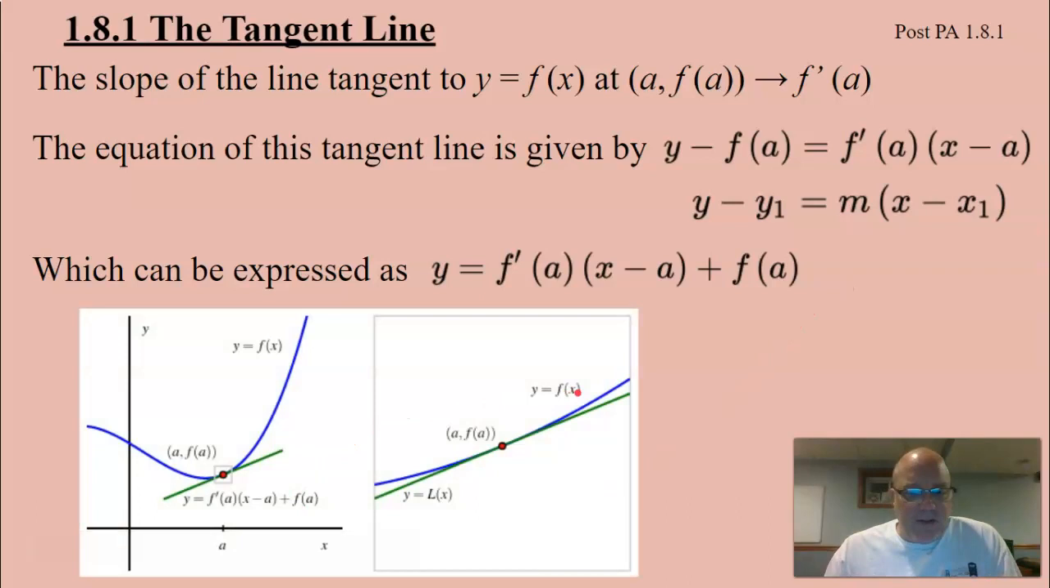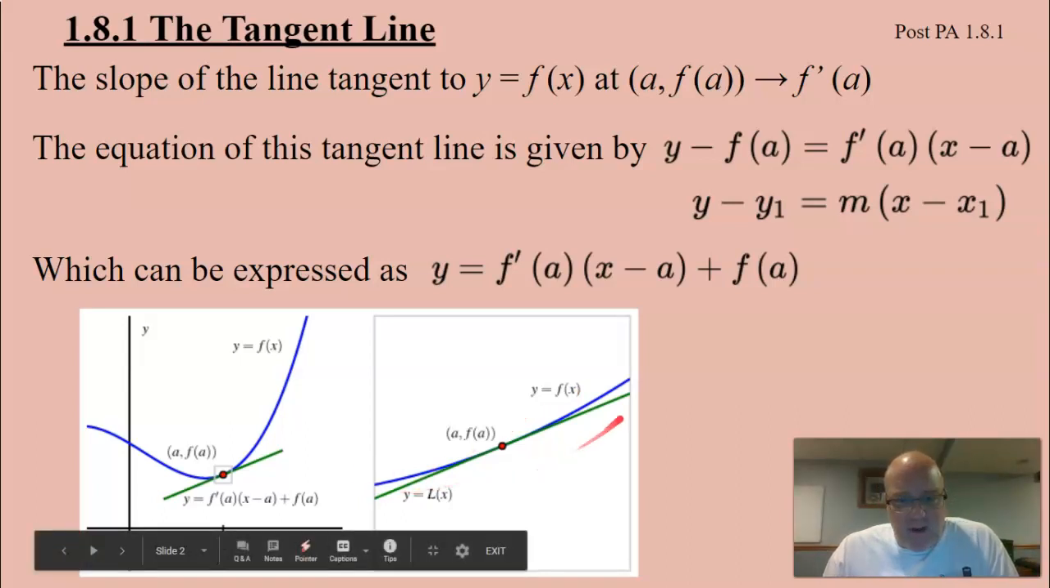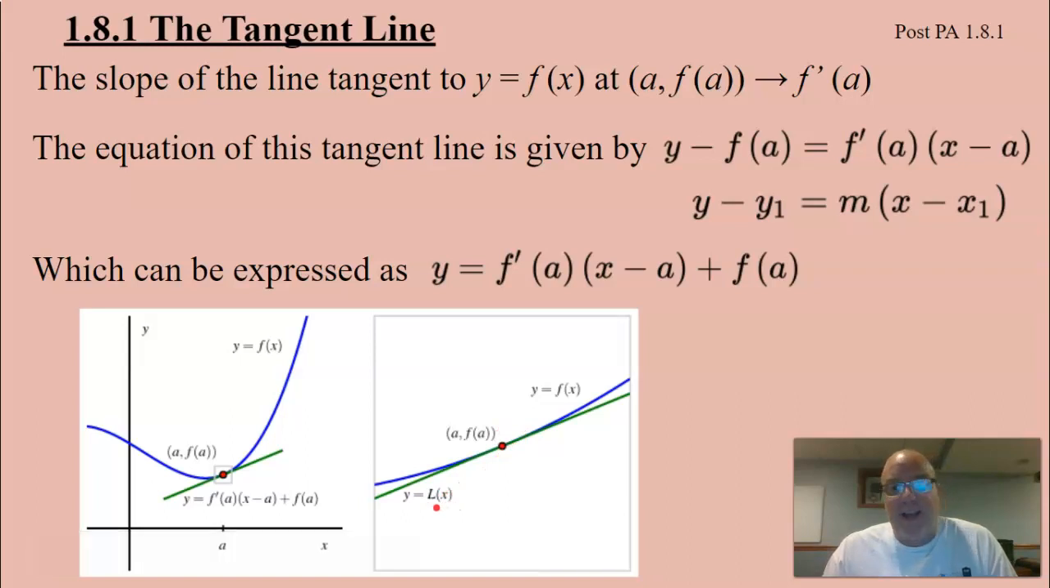And what we know about local linearization, and you've seen this before, is that when we zoom in on a graph, the tangent line and the function itself start to look one and the same. They both are very, very linear when we zoom in. And so the point a, f of a is also going to be exactly the same point on the line y equals L of x, where L of x is the tangent line.